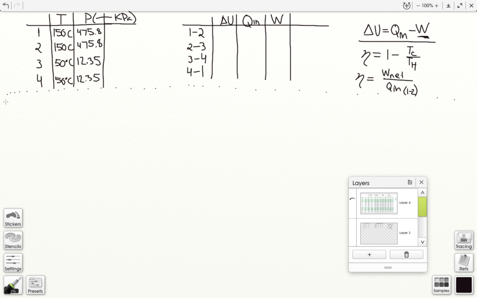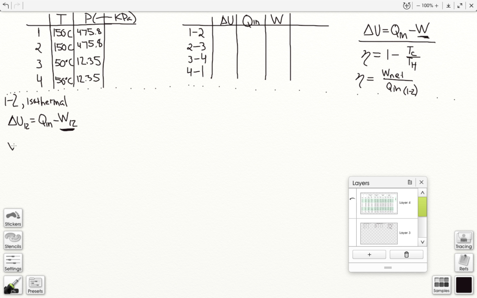So let's start the process from 1 to 2. So this is an isothermal process. It also occurs at a constant pressure. So we're going to start with, so change in internal energy from 1 to 2 is equal to Qin minus work from 1 to 2. Now I'm going to focus on first trying to calculate the work from 1 to 2.